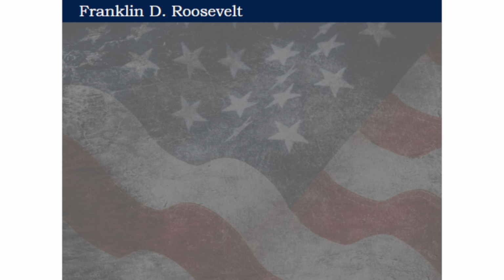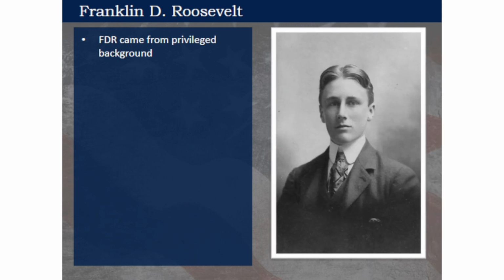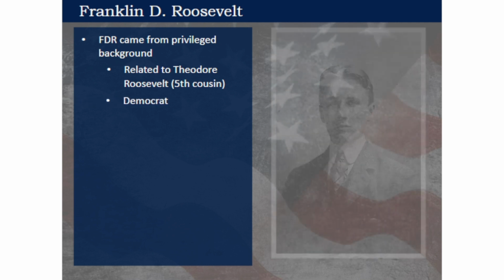Franklin Roosevelt would run for president promising to help those who had little, but he himself came from a background of great privilege and wealth. He attended the nation's finest schools, including Harvard College. FDR was part of the same family as former President Theodore Roosevelt, but the two men were only distantly related, fifth cousins actually. And while Theodore Roosevelt had been a Republican, Franklin was a proud Democrat.